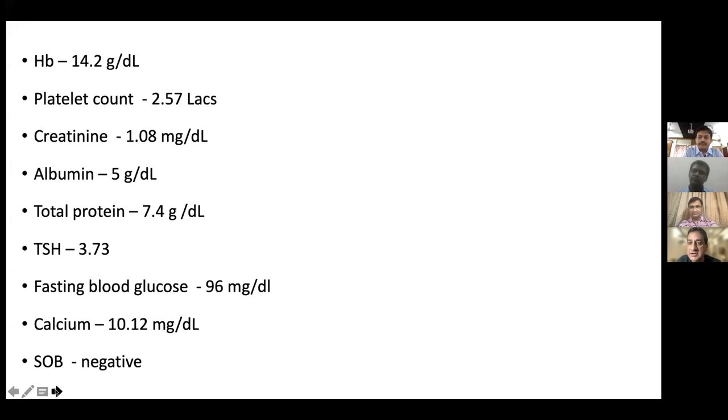That's very true. That's why we said this role of history and examination is so important, to know which patient we have to proceed with. And in tertiary care, you're right, the profile we see is like this only.